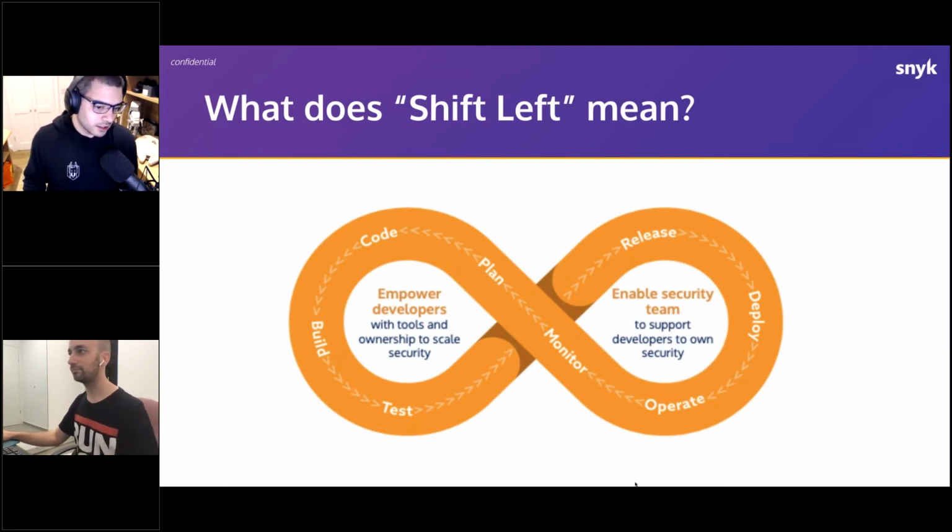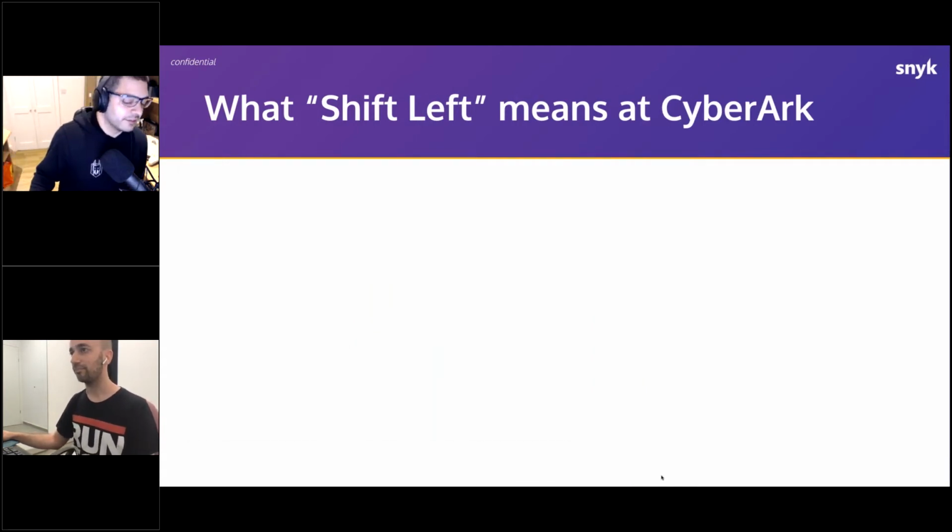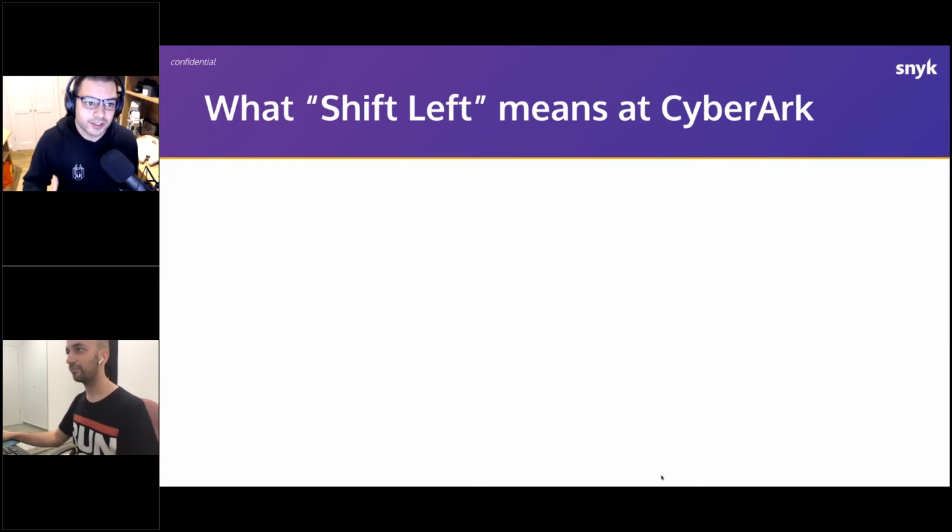So I'd like, at this stage, to invite Avishay to talk about what shift left means at CyberArk and how the CyberArk team have dealt with changes in the organization to adopt this shift left approach.